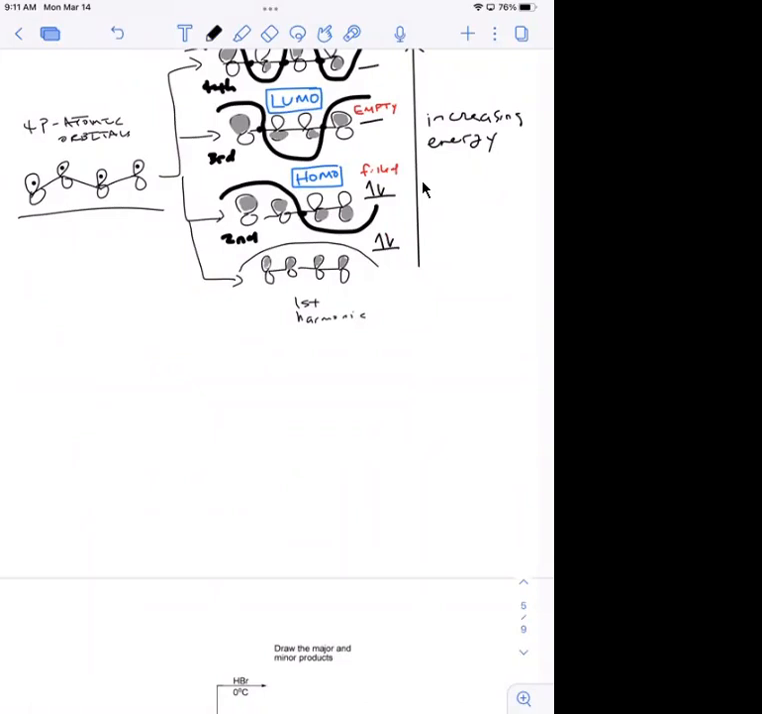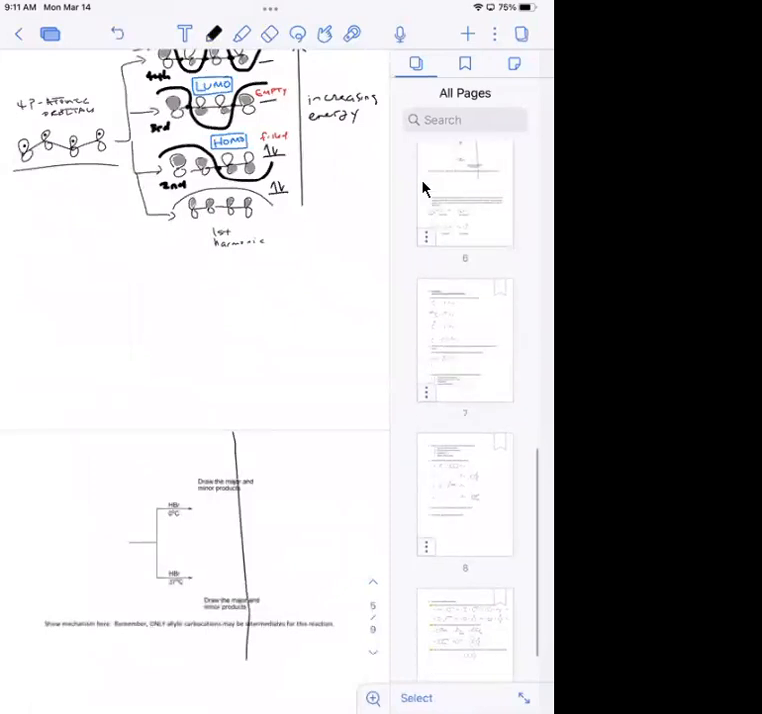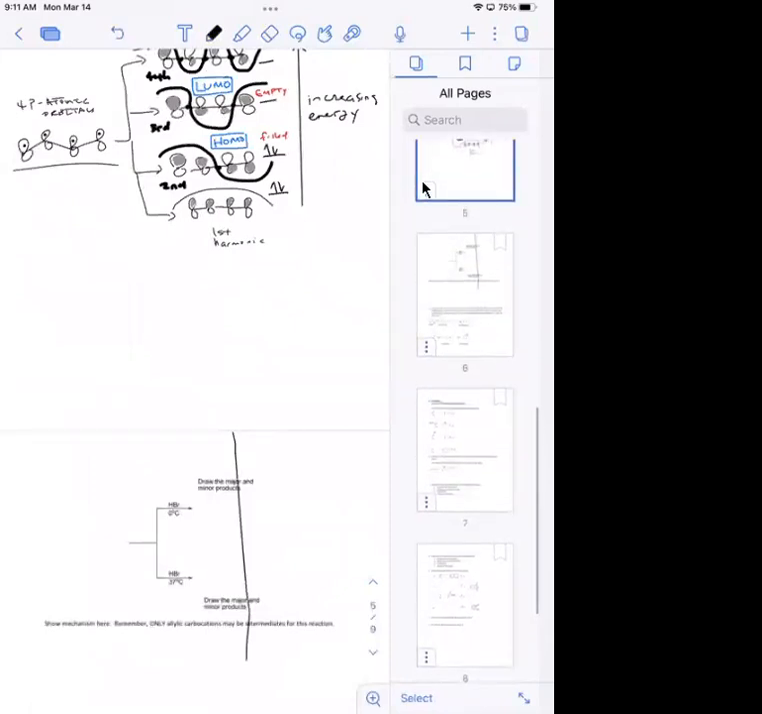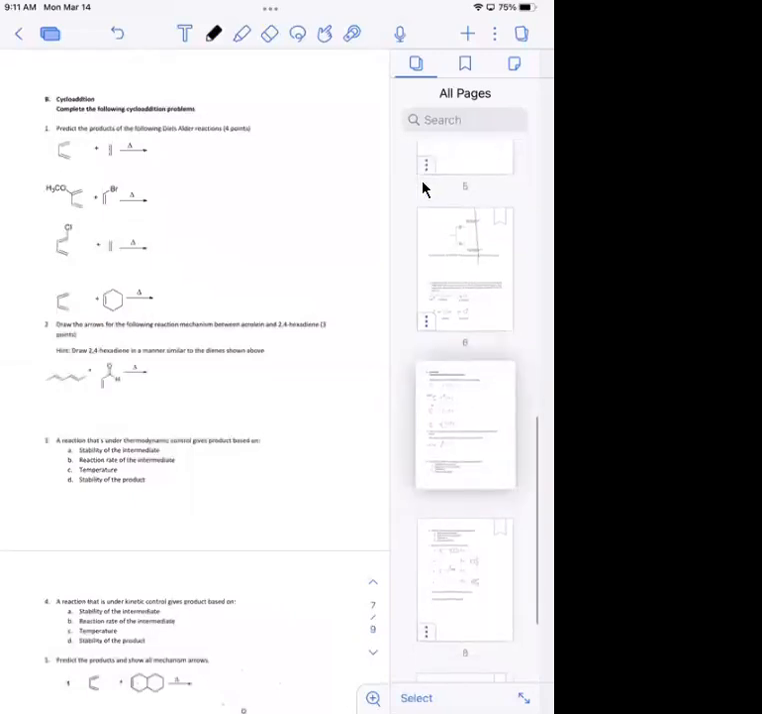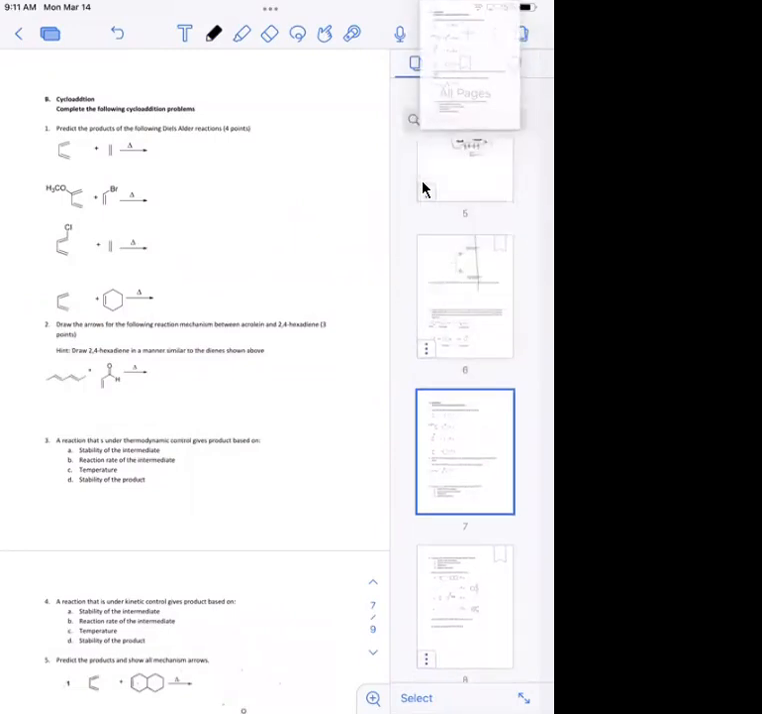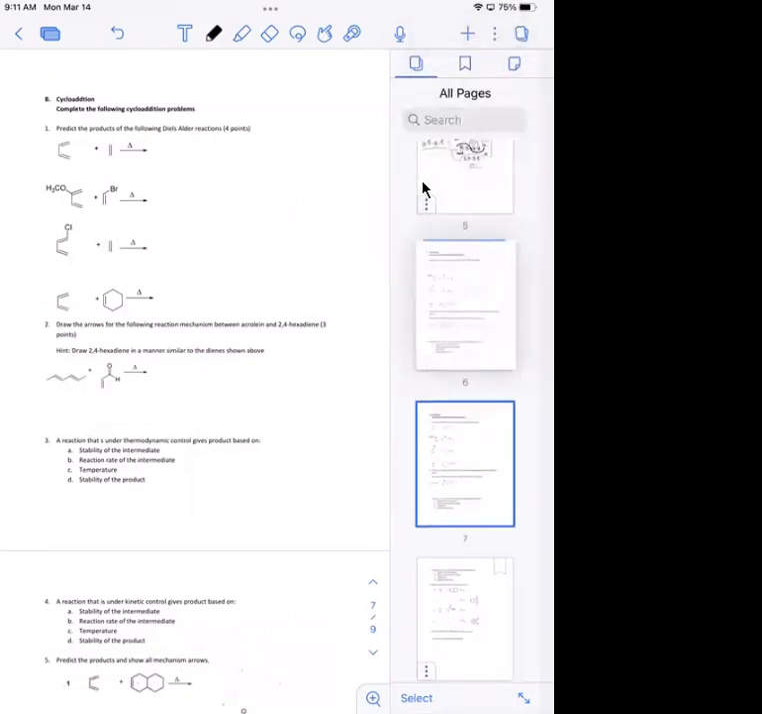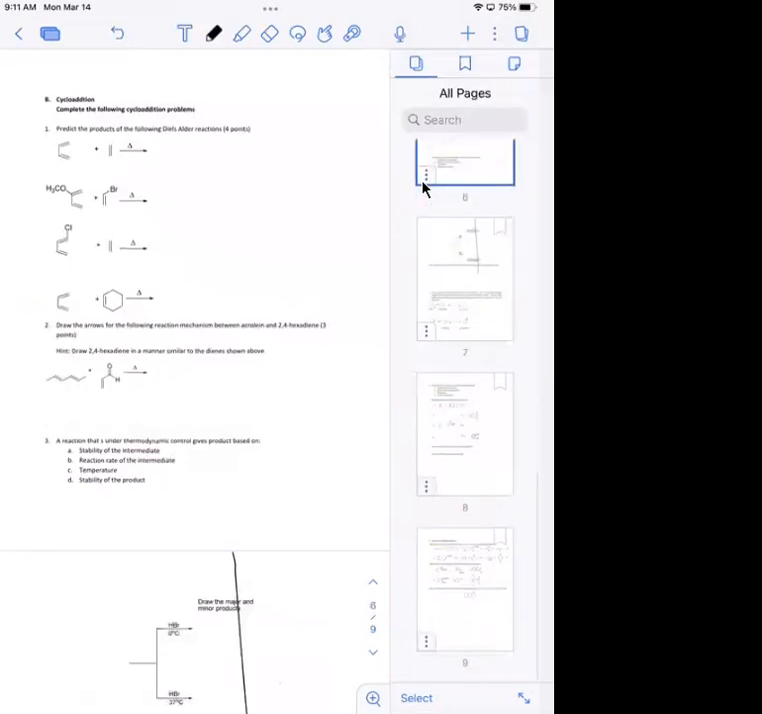I'm going to shuffle this around a bit, so give me a second to move the pages. I want to cover cycloaddition first and then come back to addition of HX.